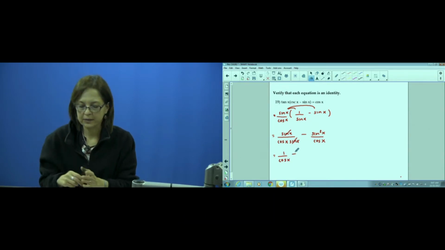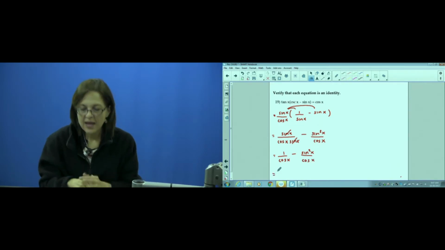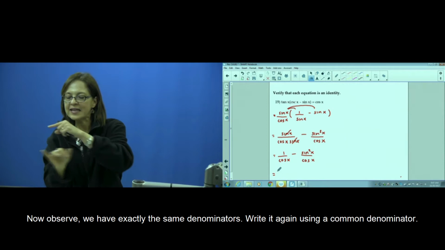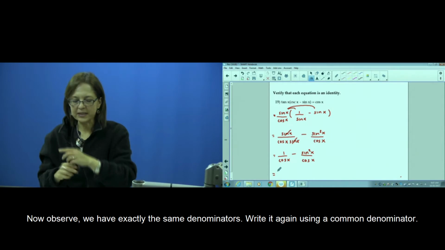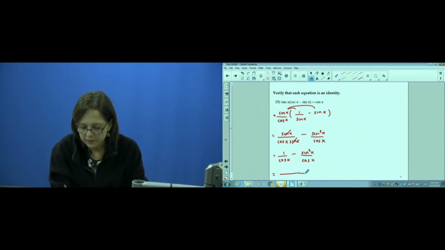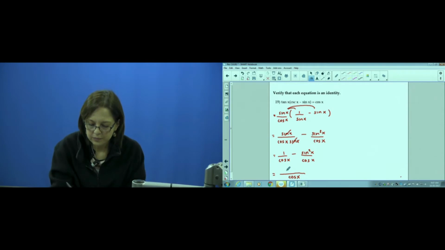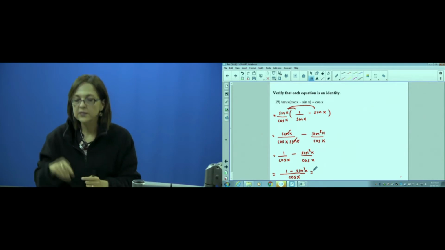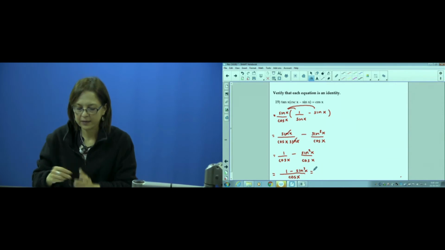Keep the second term. Now observe, we have exactly the same denominators. Then write again using a common denominator. Keep the numerators. One minus sine squared equals cosine squared.